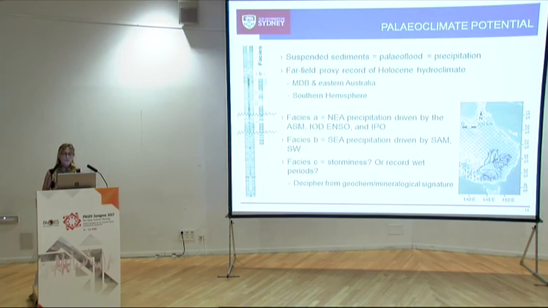Facies A represents northeastern precipitation driven by the Australian summer monsoon, IOD, ENSO, and IPO, in distinct comparison to facies B, which represents precipitation more driven by the Southern Annular Mode and the westerlies.